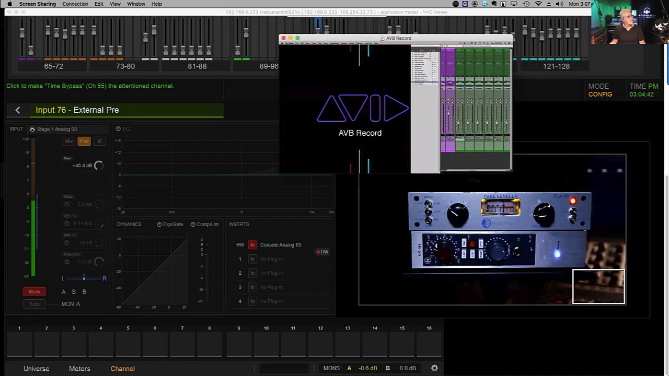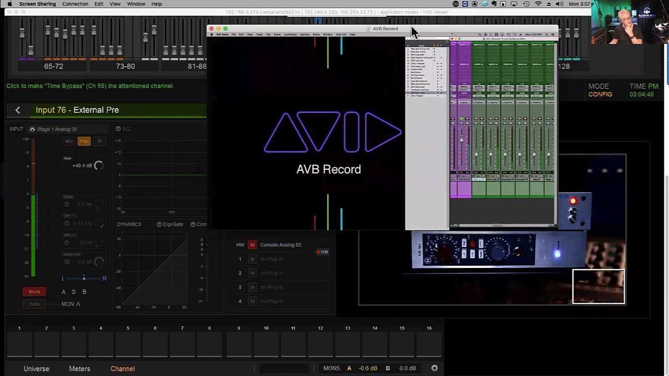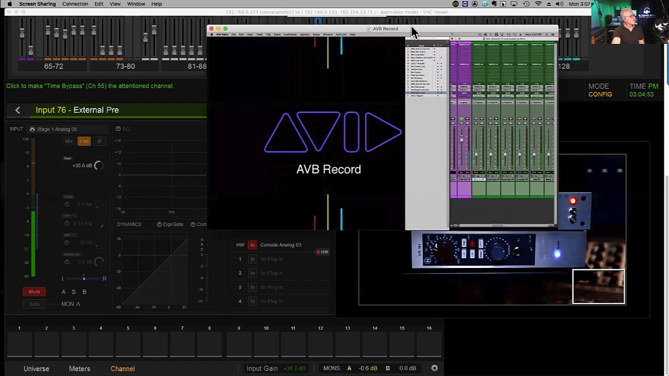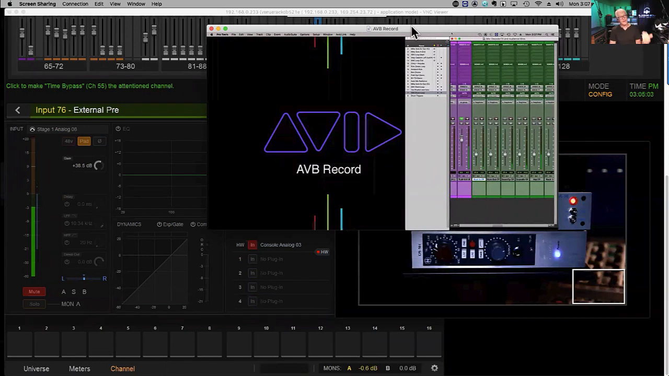Let's see if I can zoom in on this a little bit. All right, so if you look at the first purple channel that I got there, that is being recorded directly from this preamp. You can see those two levels are correlated there, right? So even though I never hear this preamp, I can actually record it, right? Because remember, Pro Tools records directly after A to D conversion, right?